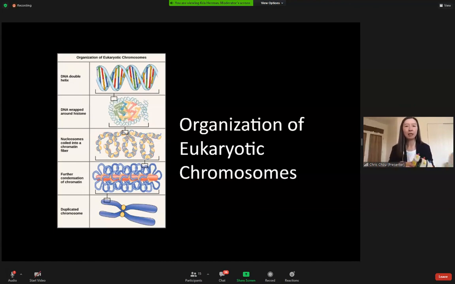So we're going to take a look at this slide here of the organization of eukaryotic chromosomes. And so generally, the models that we're going to be looking at here are linear chromosomes. Those are eukaryotic. Prokaryotes have the circular double-stranded chromosomes.